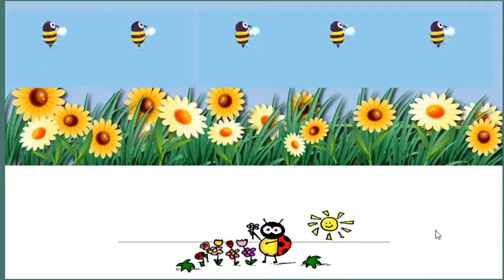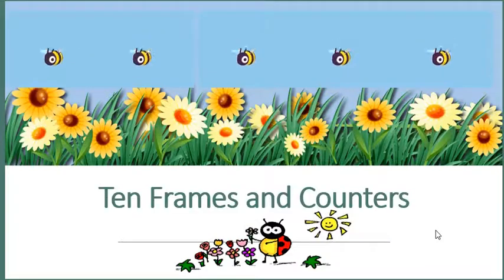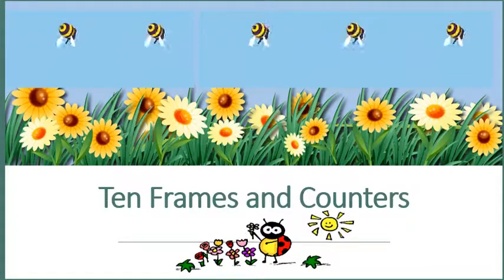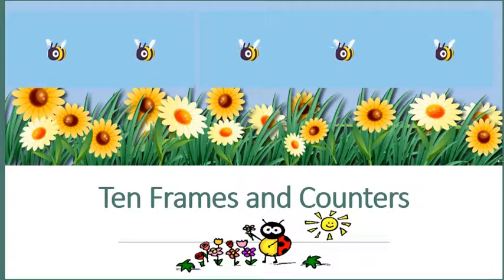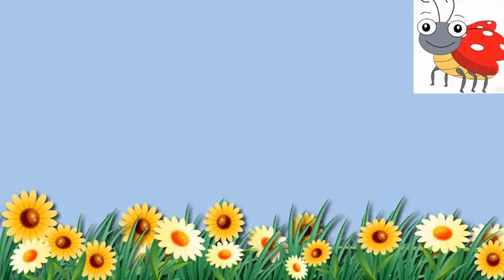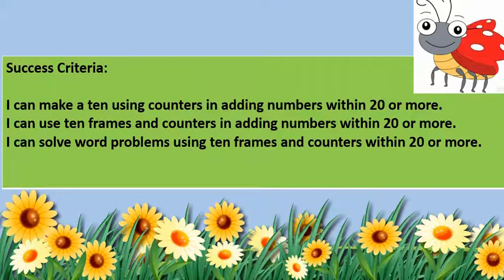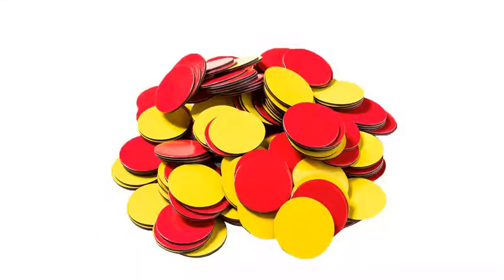Today we will be learning about one strategy in addition, that is 10 frames and counters. The success criteria for today will be: I can make a 10 using counters and adding numbers within 20 or more. I can use 10 frames and counters in adding numbers within 20 or more, and I can solve word problems using 10 frames and counters within 20 or more.